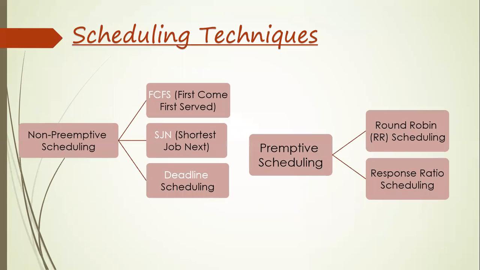Now, there are two categories of process scheduling techniques: non-preemptive scheduling and preemptive scheduling. Non-preemptive means, we have discussed preemptive scheduling in this lecture only. Preemptive means what?